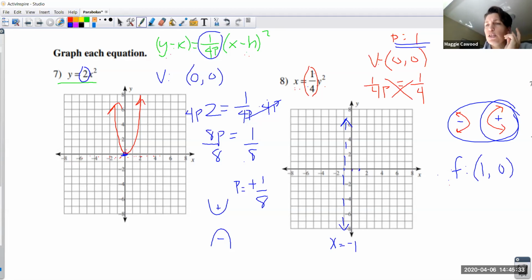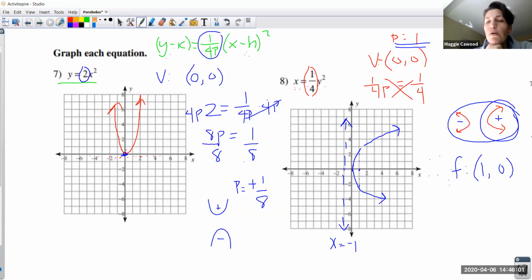And then in order to get the 2 other points that I need to graph through, what I'm going to do is go from my focus twice p, which means up above, and twice p below. And then from my vertex, I'm going to go through those 2 points. Okay, make sure your focus is inside.